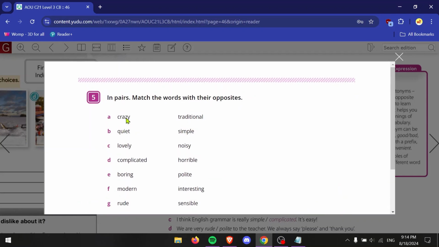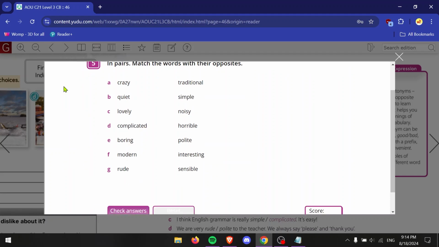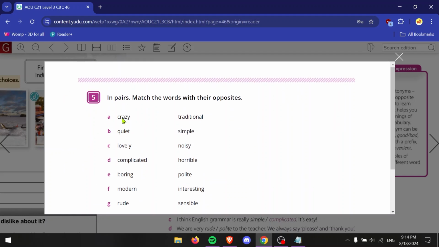Let me reset this. We have crazy, quiet, lovely, complicated, boring, modern, and rude. Let's go over them one by one. So, crazy. What is the opposite of crazy? The opposite of crazy is something we call sensible. Quiet. The opposite of quiet is noisy. We saw this in the Indian part of the text because the city is quite noisy. Lovely. We just said this. Lovely, horrible. Complicated. What do you guys think? If something is complicated, the opposite of something being complicated is simple. When they say it's complicated, you usually know what that means in the context of relationships. If it's something that is simple, then it doesn't require much thinking. It's effortless.